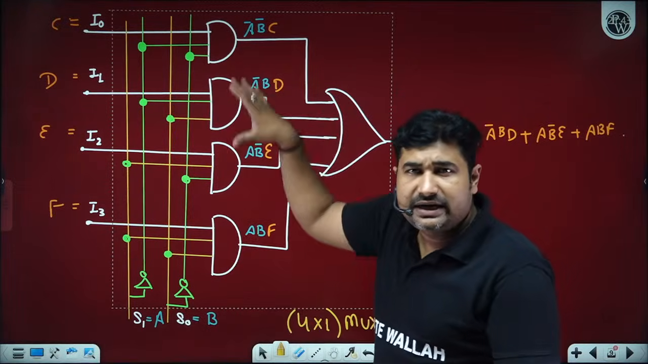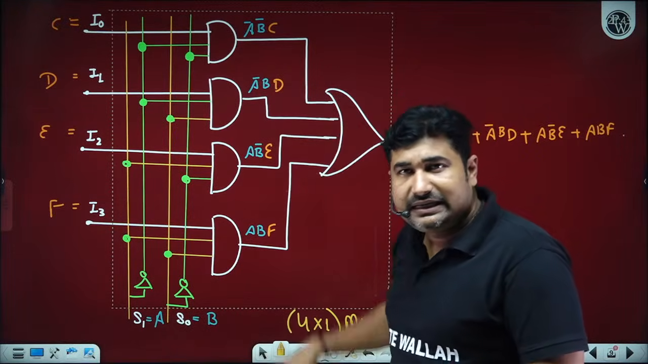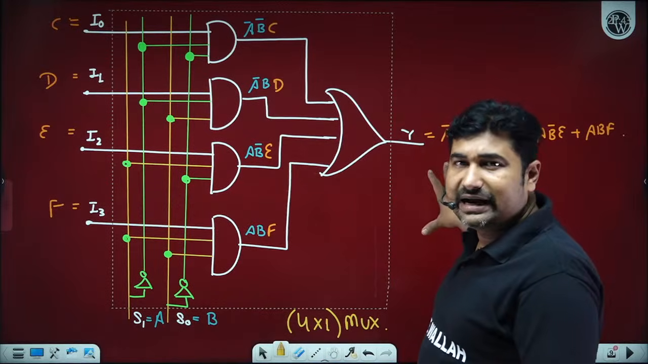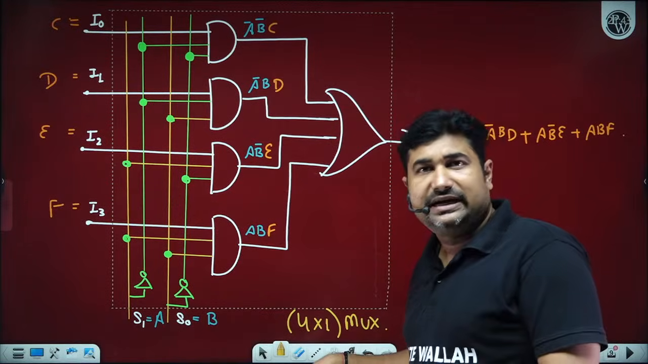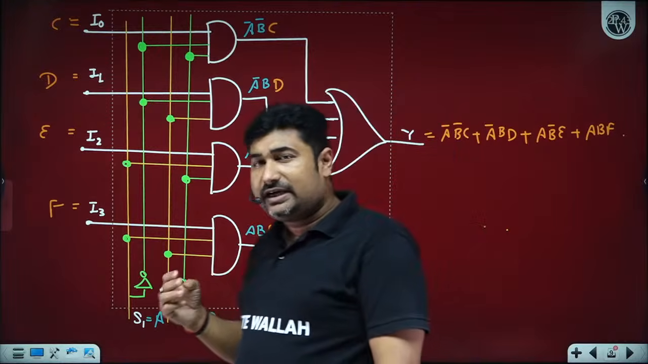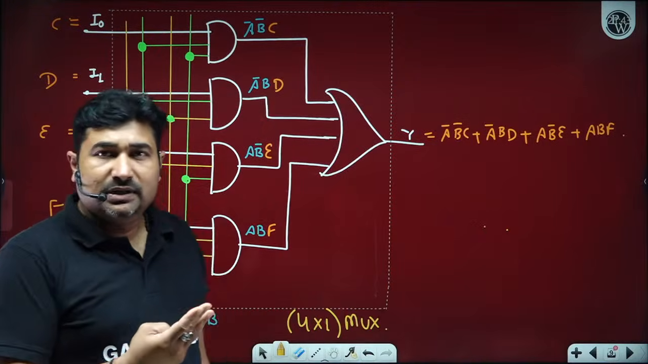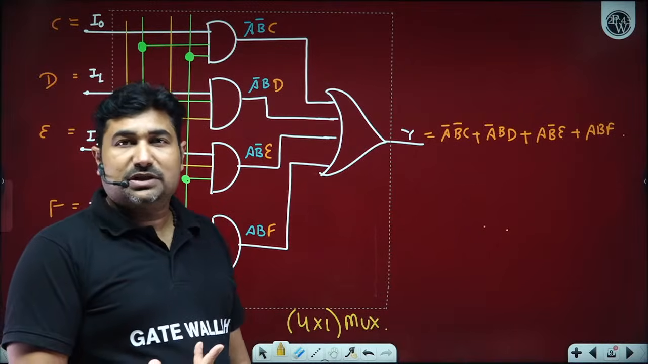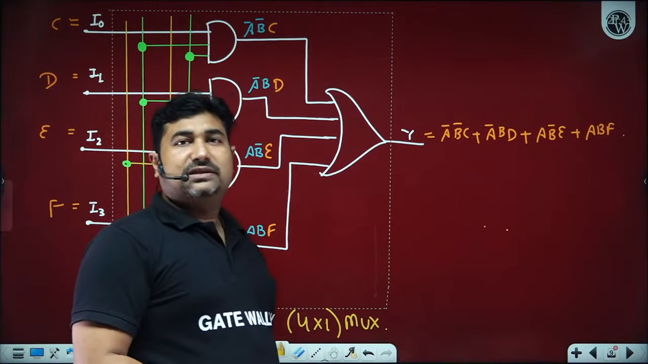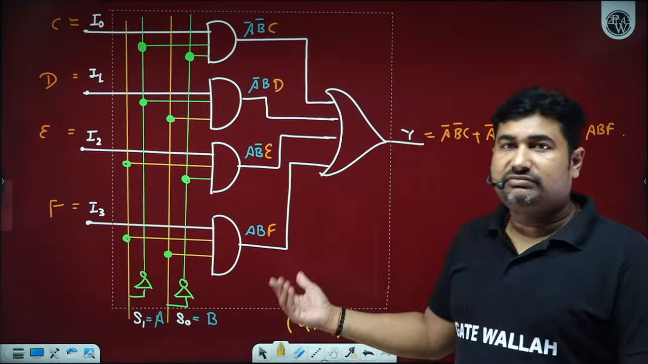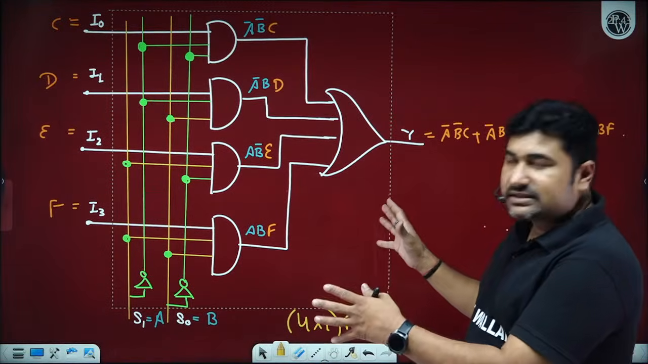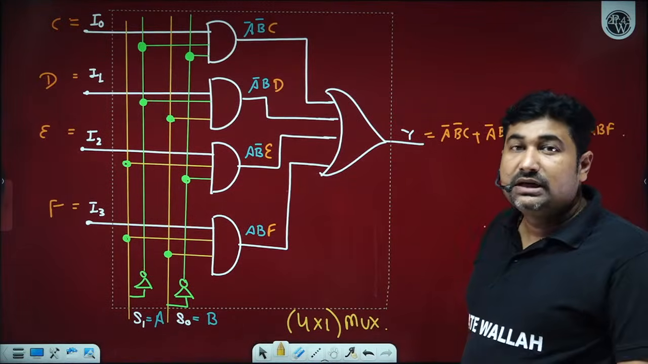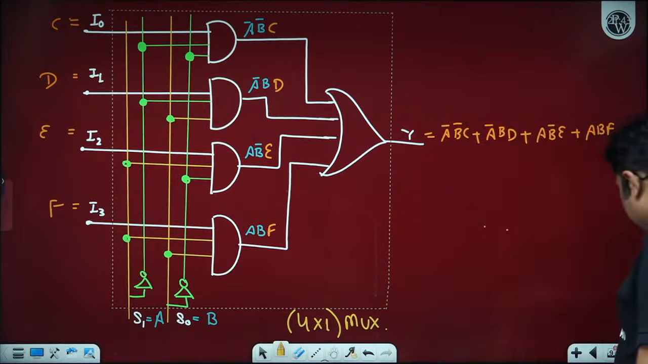How many AND gates are there? 8. 8 AND gates, 1 OR gate, and we all know about the inputs to the AND gates, because in 8 cross 1 mux there are 3 select inputs. So for 3 inputs we have a total of 8 combinations possible, and from I0 to I7 it is going to select one of the pins. How many of you can visualize the internal circuitry of 8 cross 1?